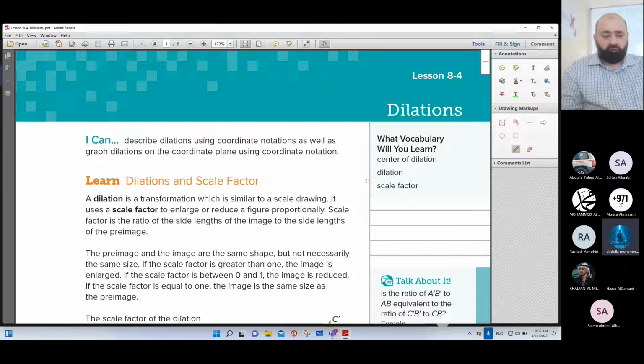Math grade 8. We are in module 8, lesson 4, the last lesson in this chapter, Dilations. So in this lesson, we want to describe dilations using coordinate notations as well as graph dilations on the coordinate plane using a coordinate notation.